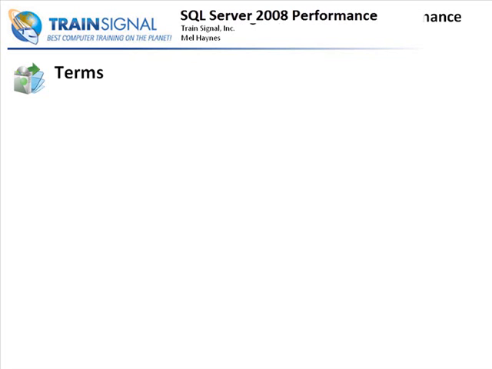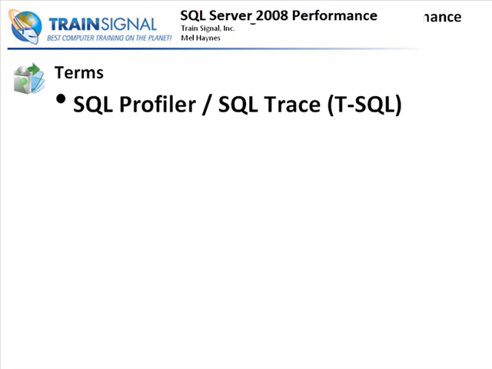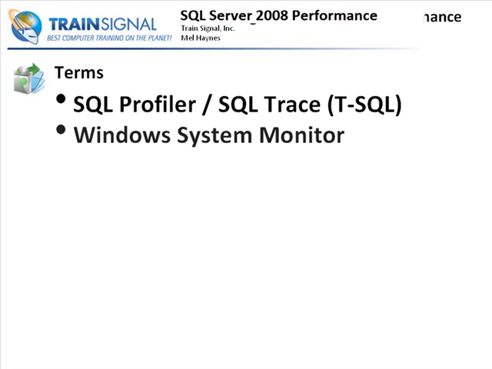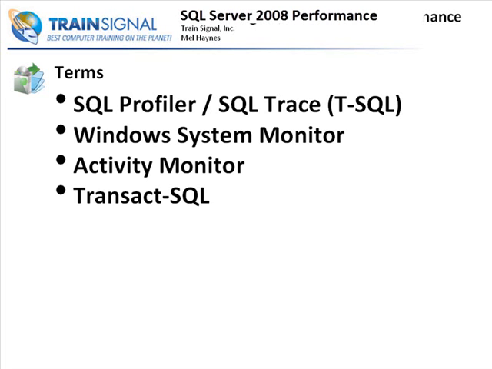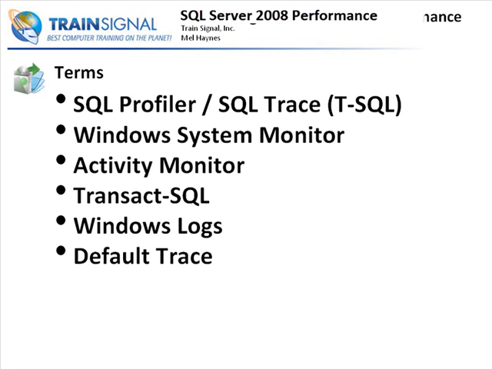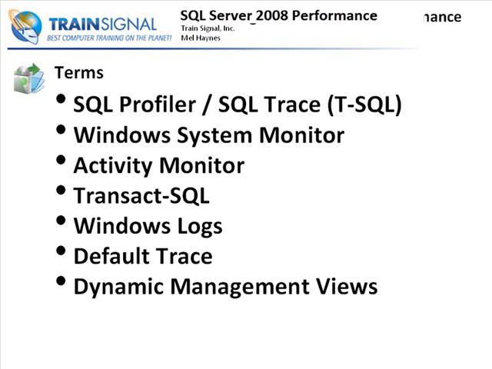As far as new terms, the only new terms were actually the tools themselves. We talked about the SQL Profiler and how Profiler creates a TRC or trace file, which is the same thing you're getting with SQL Trace. We pointed out the Windows System Monitor and its many names. Activity Monitor and what you can use that for. Transact SQL and how it is very flexible for pulling information back. The Windows logs, and your default trace. It's always on, as the name implies. And then your dynamic management views, built-in system views that you can just query against to get information about the status of your SQL Server box.